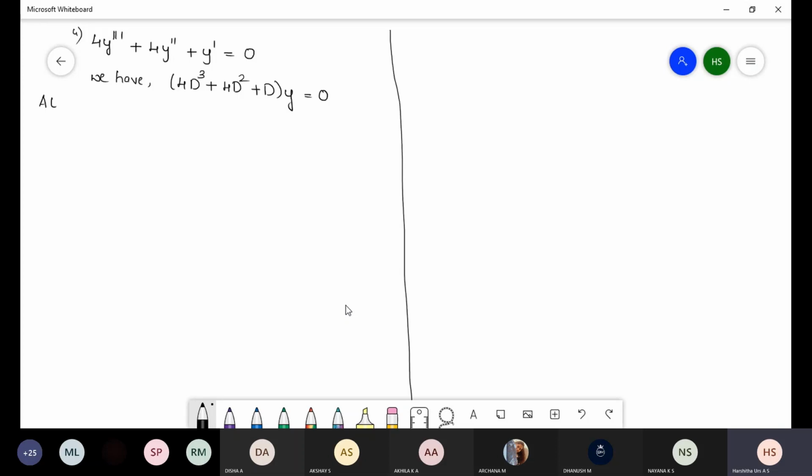Now write the auxiliary equation. Auxiliary equation means replacing D is equal to m. So here 4m cube plus 4m square plus m is equal to 0. Now in every term we can see m as a common. So take out m: 4m square plus 4m plus 1 is equal to 0.